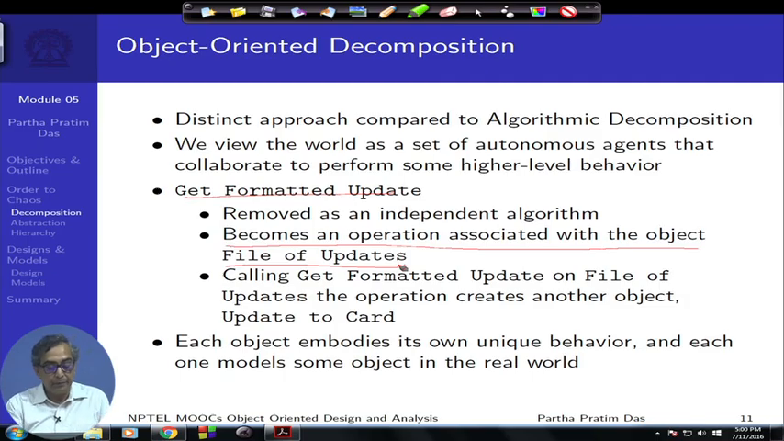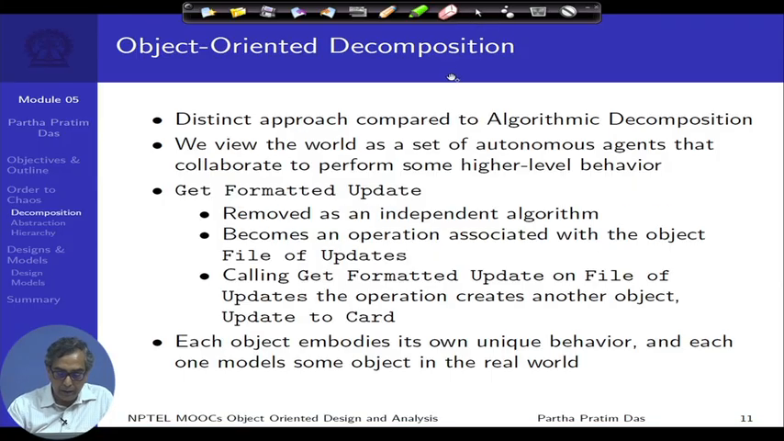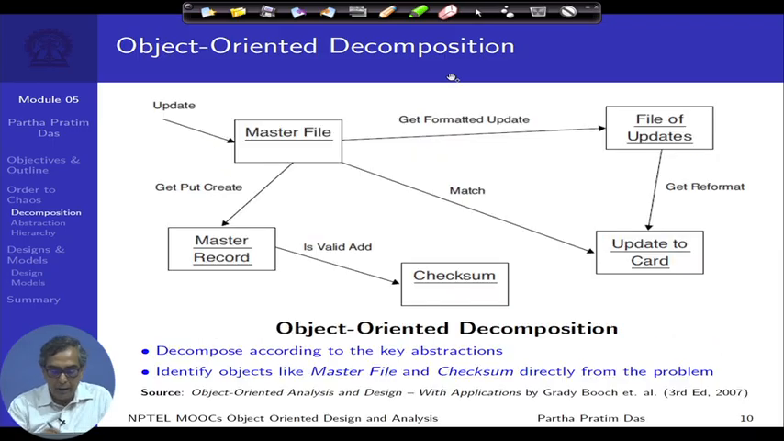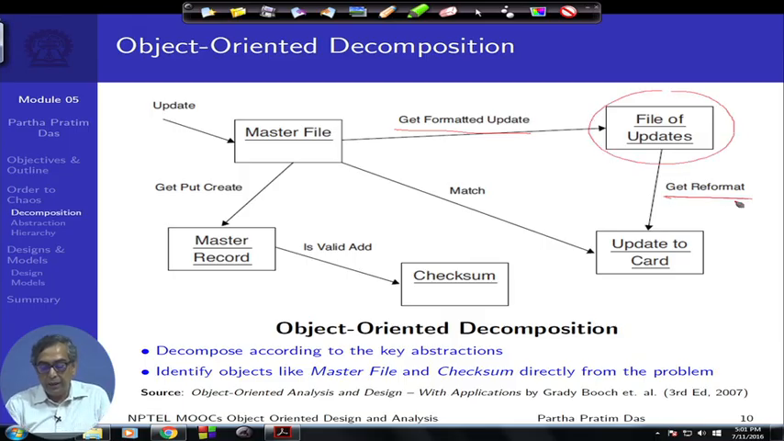Similarly, when we call this get formatted object on the file of updates, this is an object, the operation creates another object, update to card. So, it will in turn create an object which is update to card. I will just show you in that diagram. Let us say here, as this operation is invoked on this object, this in turn invokes a get reformat, which generates a new update to card object.